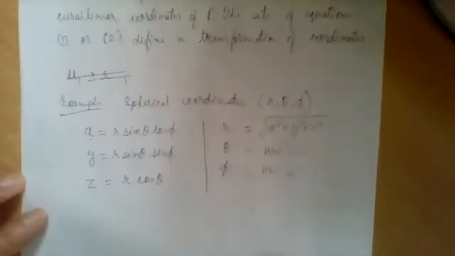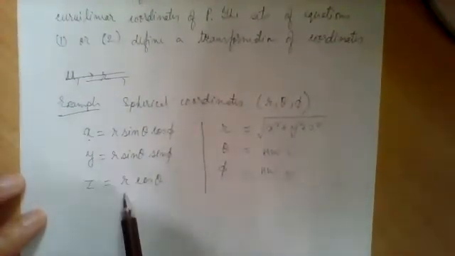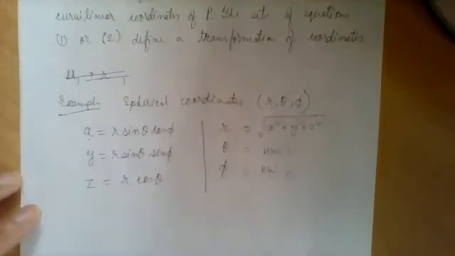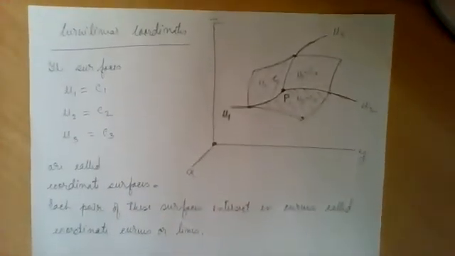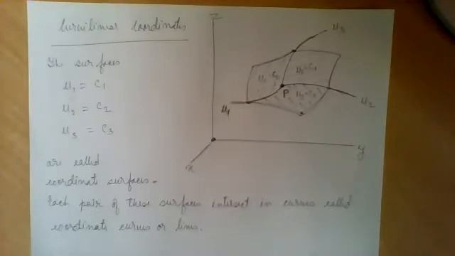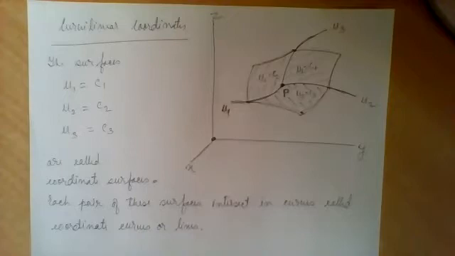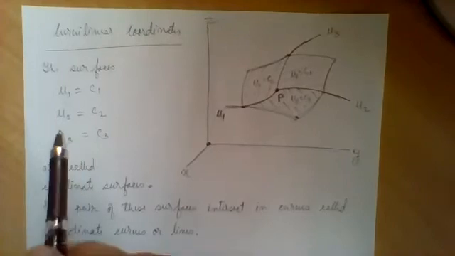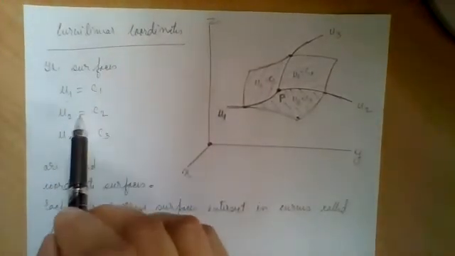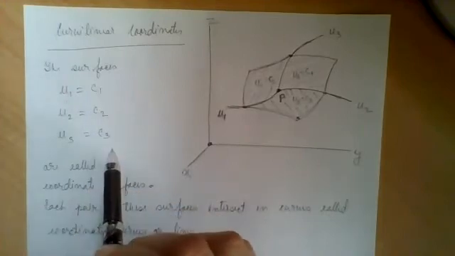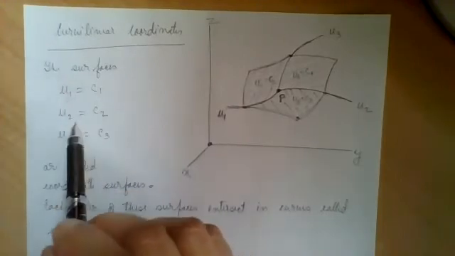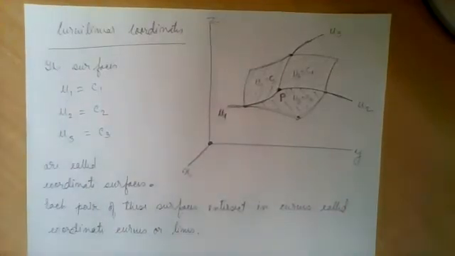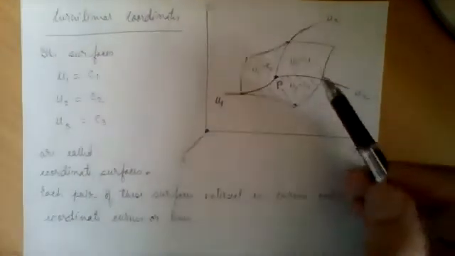The spherical polar coordinates r, theta, phi are one example of curvilinear coordinates. The curvilinear coordinate surfaces are defined in the following way: for the variables u1, u2, u3, we set each of them equal to some constants c1, c2, and c3. So u1 equal to c1, u2 equal to c2, and u3 equal to c3. They define three coordinate surfaces.